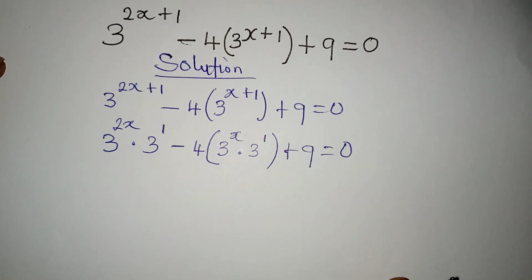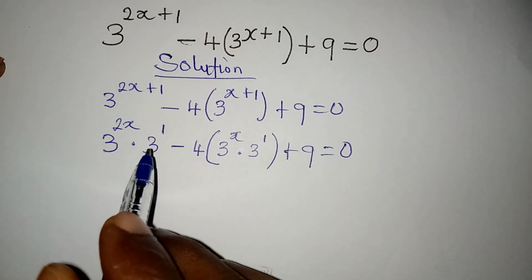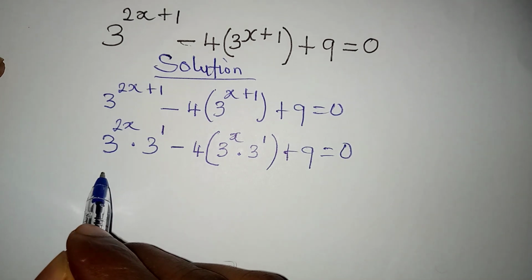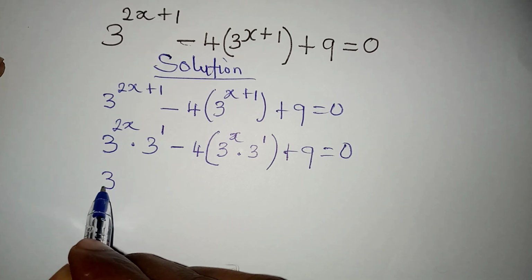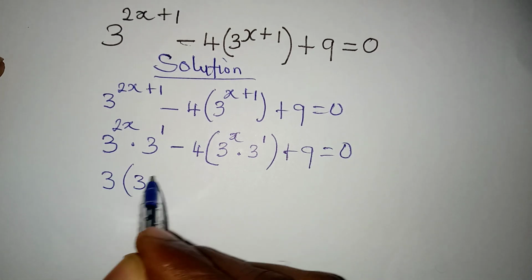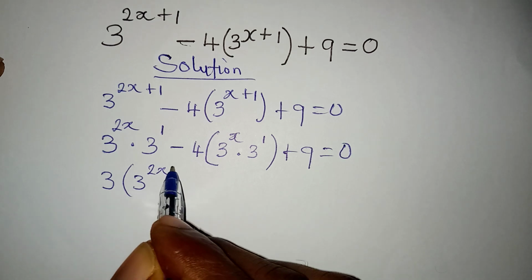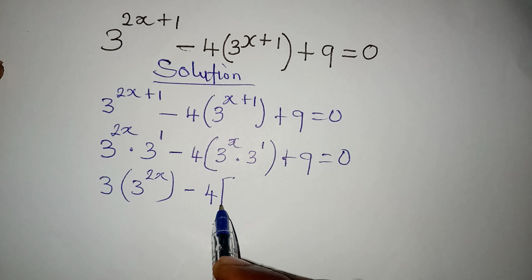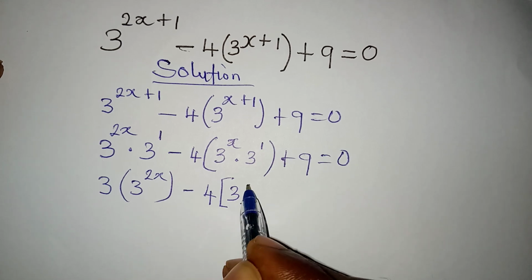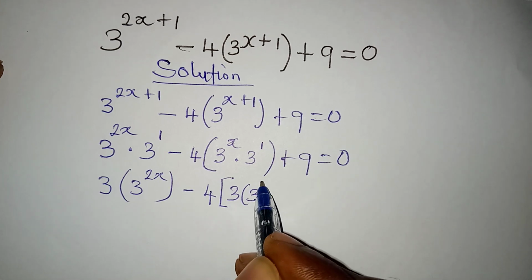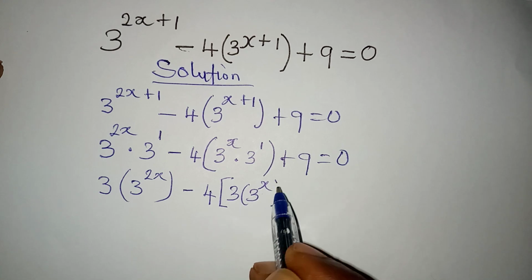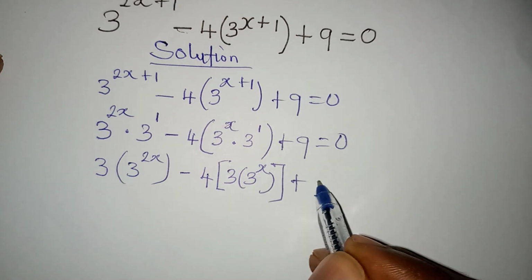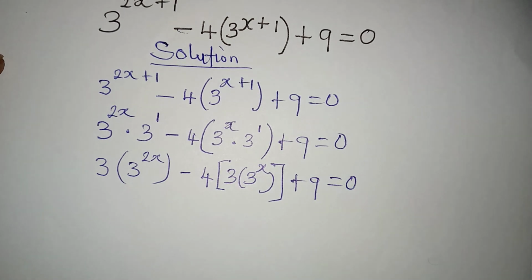The next thing I'm going to do is this. Remember, 3 to the power 1 is the same thing as 3, so this can better be written as 3 into bracket 3 to the power of 2x, close this bracket, minus 4. Then I'll have 3 into bracket 3 to the power of x. I'll close this and then close this up. Then plus 9 equals 0.